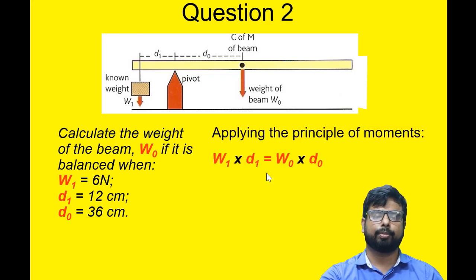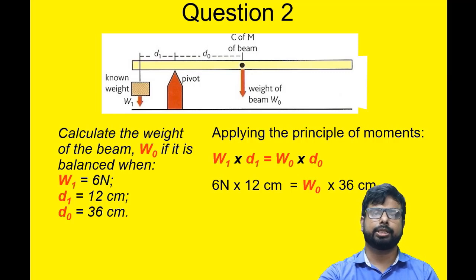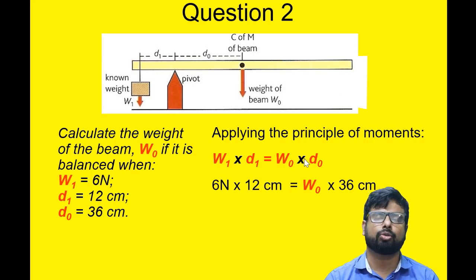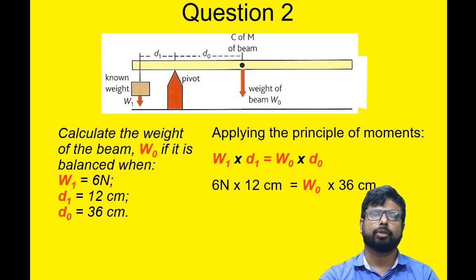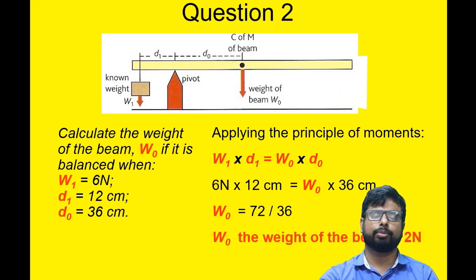Applying the principle of moment, W1 into D1 equal to W0 into D0. By putting value, 6 Newton into 12 centimeter equal to W0 into 36 centimeter, because total clockwise moment equals total anti-clockwise moment here. So W0 equals 72 divided by 36. So W0, the weight of the beam, is 2 Newton here.